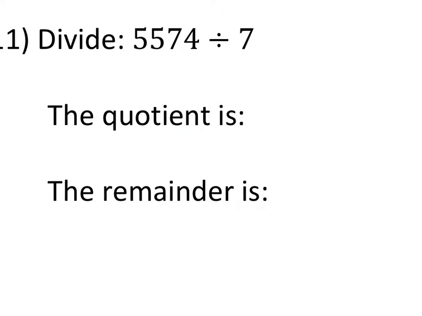So when asked for the quotient, it wants how many times, essentially, that 7 goes into 5,574. How many times does it do that? But then if we have a remainder, then we would state what the remainder is, like this. Okay. So let's look at this using long division.